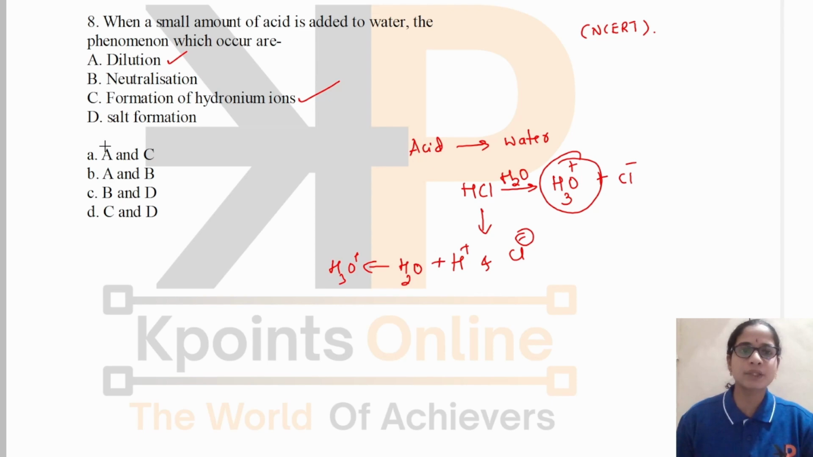Then what about options B and D? Neutralization? No. When acid is dissolved in water, neutralization will not take place. Neutralization reaction will take place in presence of base. When acid and base combine together, there is a neutralization reaction. Then what about salt formation? Yes, even salt formation occurs in the presence of base only. Acid and base react with each other to form salt and water. So these two are wrong. So our correct option will be A and C. Which is the correct option? That is A and C.